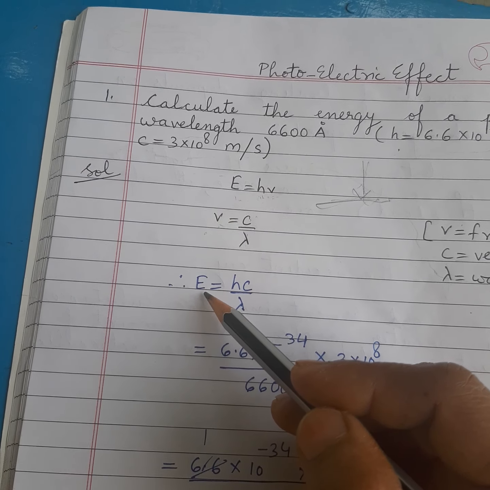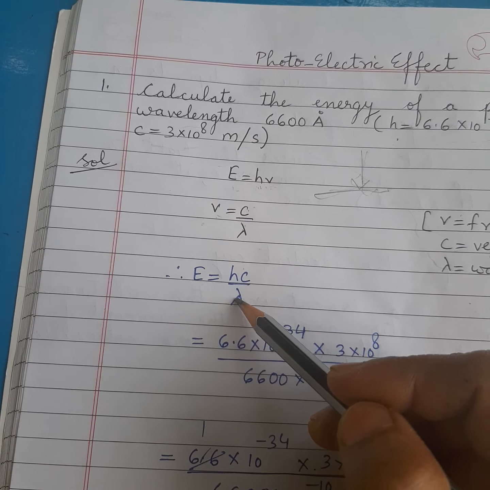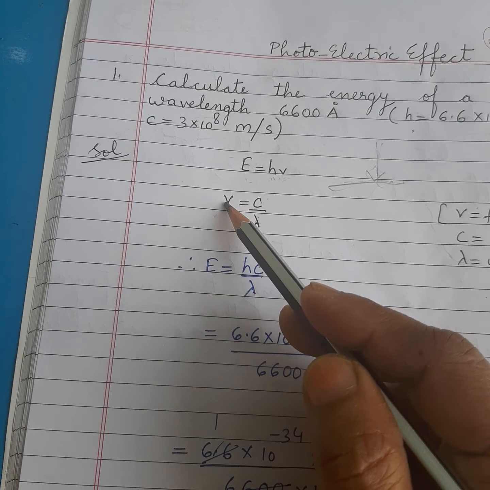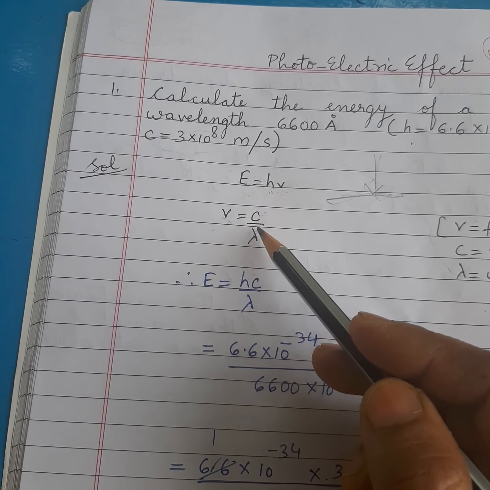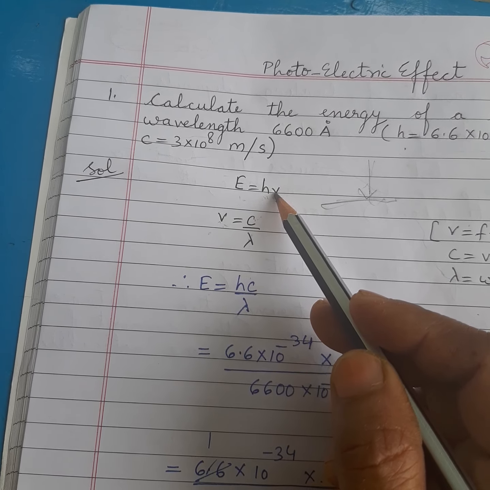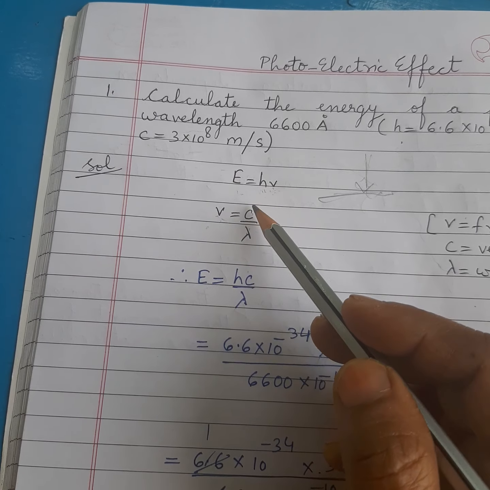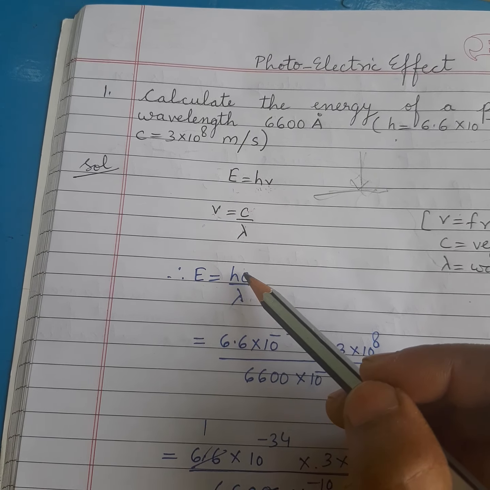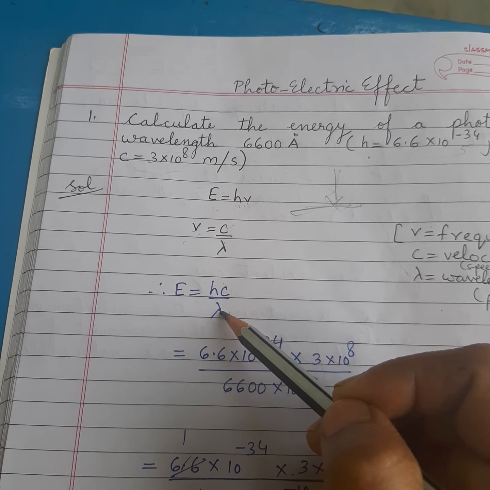So what will be the formula? E is equal to hc upon lambda, when you put the value of nu is equal to c upon lambda here. So what will be your formula? E is equal to h, for nu you write c upon lambda. So E is equal to hc upon lambda.